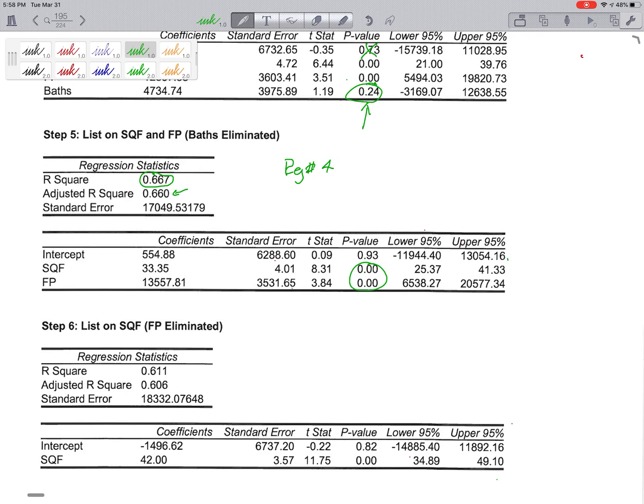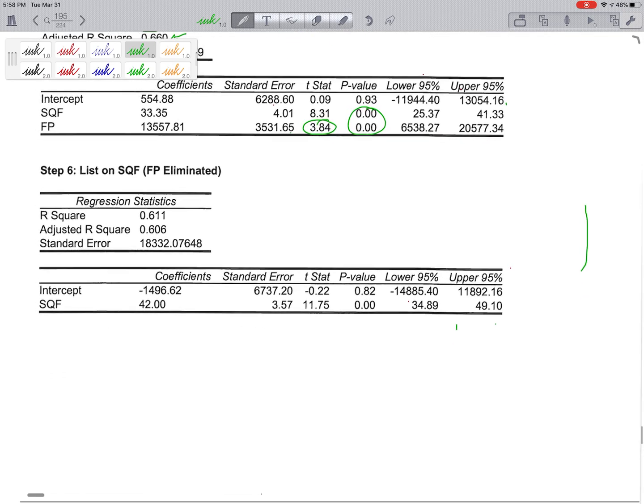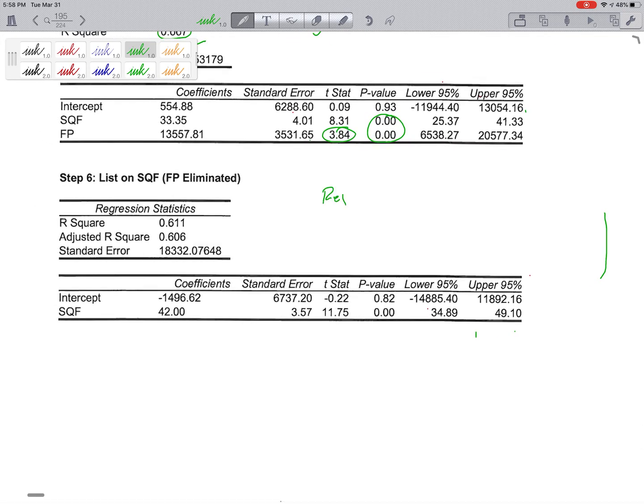Now, we could go one more step here and say, let's get rid of the one with the lowest p-value. You'd actually have to take the p-values out to several decimal places. Suppose we could just look at the t-star values, right? So the one closest to 0 would be fireplaces. So we'll get rid of that. And then we are left then with regression number 2, which is just listing price regressed on square footage.